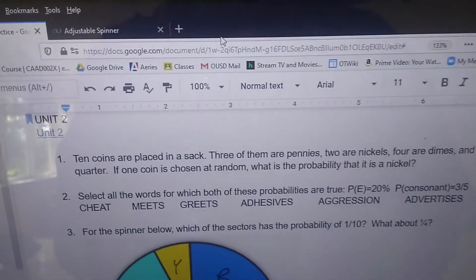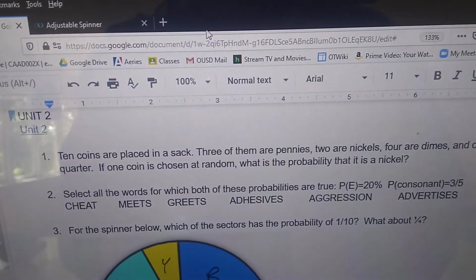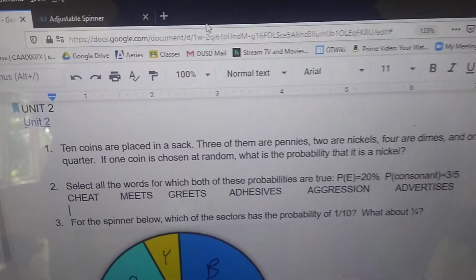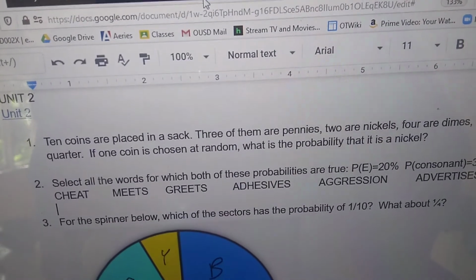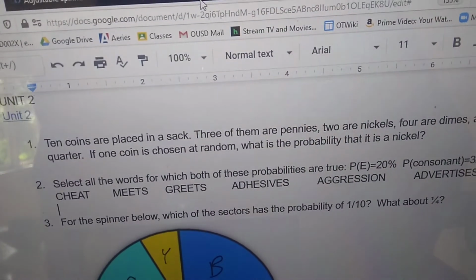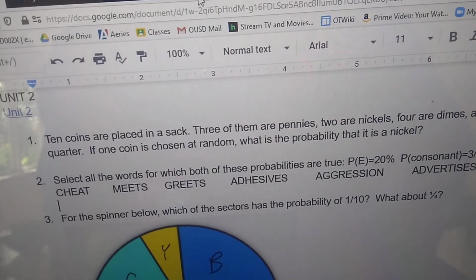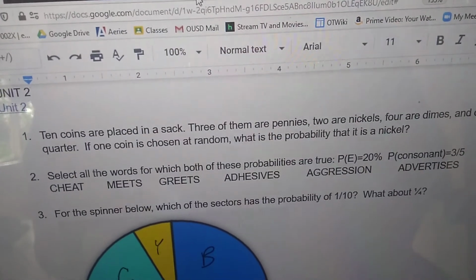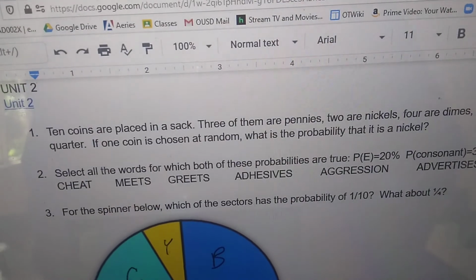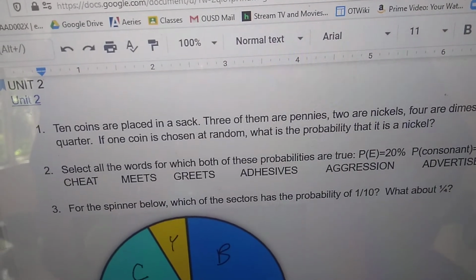The first one: 10 coins placed in a sack. 3 of them are pennies, 2 are nickels, 4 are dimes, 1 is a quarter. If 1 is chosen at random, what's the probability that you pick a nickel? This assumes you are picking them at random and you're not feeling how big they are or anything like that. So take a second to answer that.